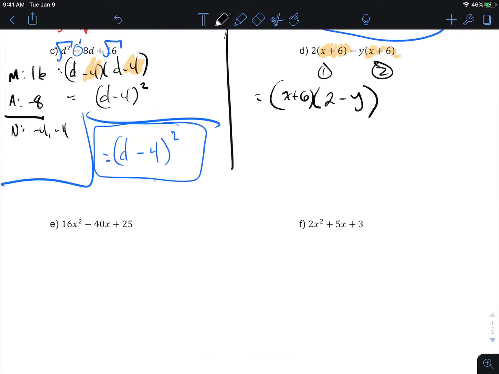All right. Here comes a tricky one. Oh no, it's not that tricky. How do you want to do this? Is it hidden simple? Is there something I can pull out of all 3 of those? 16x squared and 25.